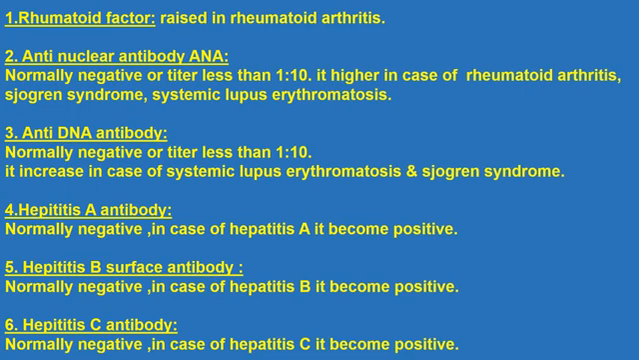Hepatitis A antibody is normally negative, while in the patient with infection of hepatitis A it becomes positive. Hepatitis B surface antibody in a normal person is negative, while in case of a patient infected with hepatitis B virus it becomes positive. Hepatitis C antibody is also normally negative, and in case of hepatitis C it becomes positive.